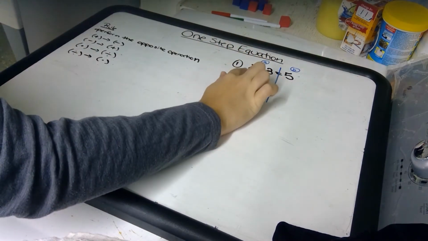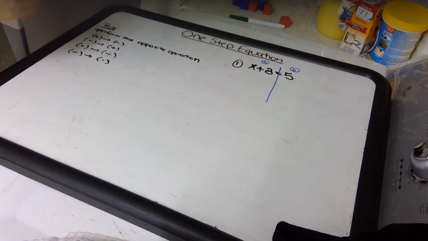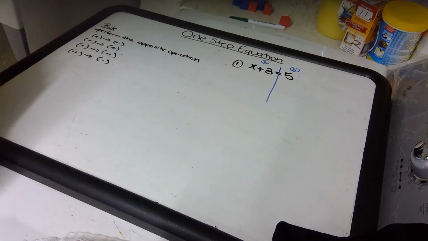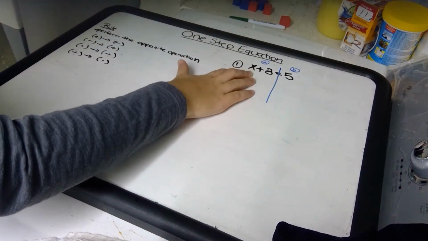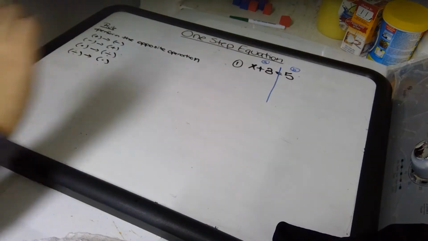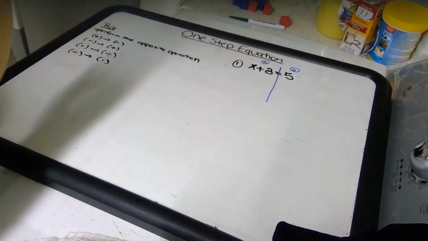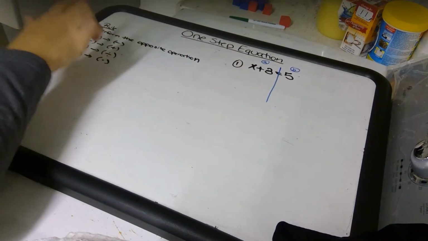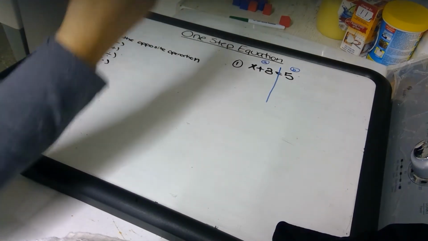In this case, what's bothering X is that plus 3. So we have to get rid of plus 3, right? Because the rule is, our goal is to make sure that our variable, in this case X, is by itself. Now you have to look at what is going on between X and that number. We have addition. Now what is the main rule to solving a one-step equation? Is to perform the opposite.